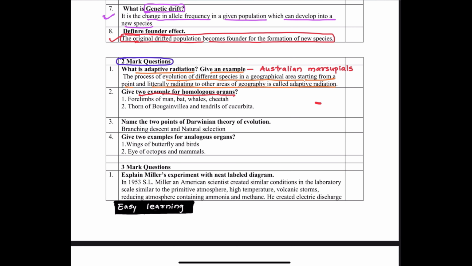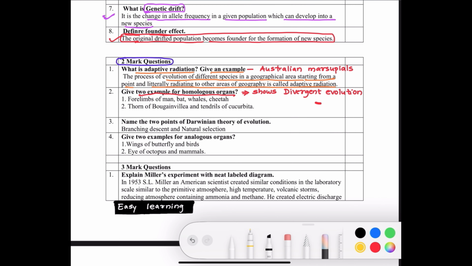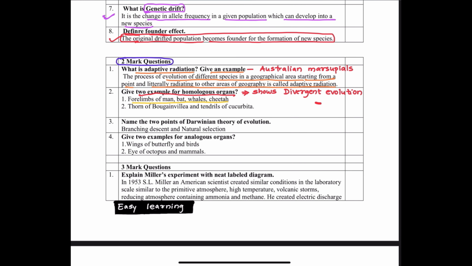Second question, give 2 examples for homologous organs. Homologous organs show divergent evolution. Example: forelimbs of man, bat, whales, cheetah, thorns of bougainvillea and tendrils of cucurbita. Homologous organs are structurally the same, functionally different.